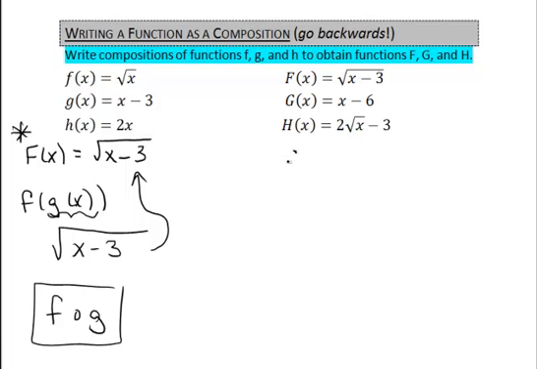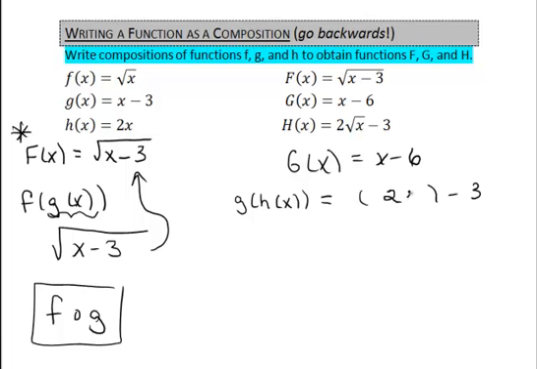So how about G of x? What could you compose to get x minus 6? So let's just start trying some. What about g of h? That means you take g and write it down without your x, and you put h inside it. Well, that's just 2x minus 3. That one doesn't work, right? What if we have h of g?